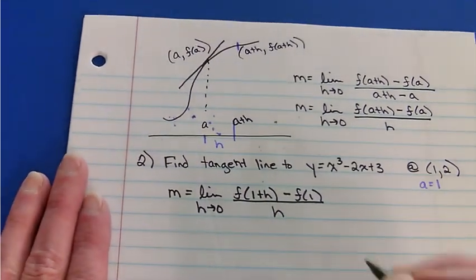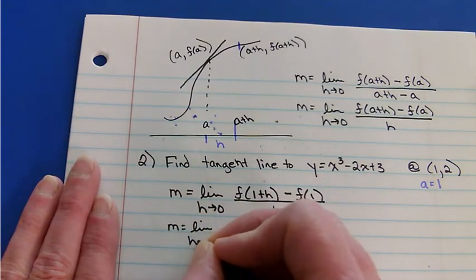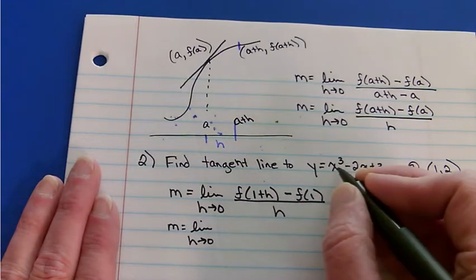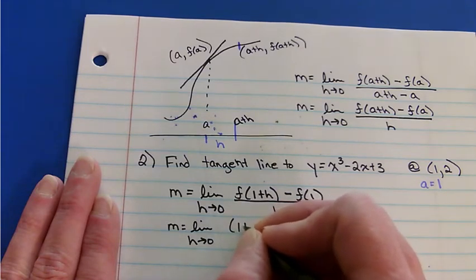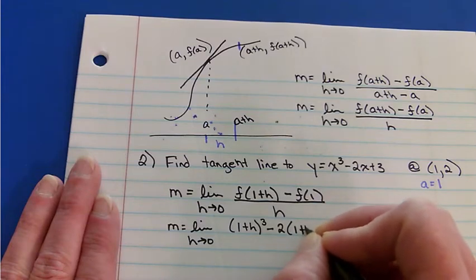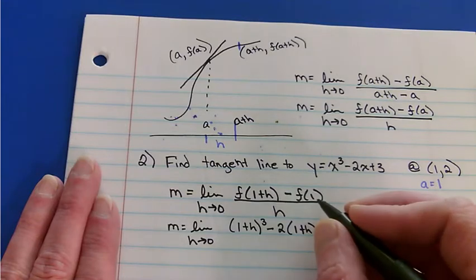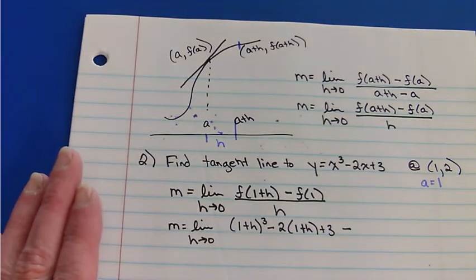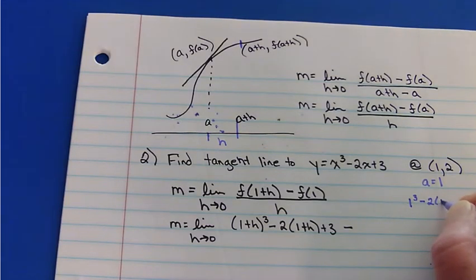Well, first, I'm just going to plug it right in. All right, so 1 plus h is going to replace all the x's. So that's going to be 1 plus h cubed minus 2 times 1 plus h plus 3 minus, what do I get when I plug in 1? So 1 cubed minus 2 times 1 plus 3, that's going to give me, is that a 2?